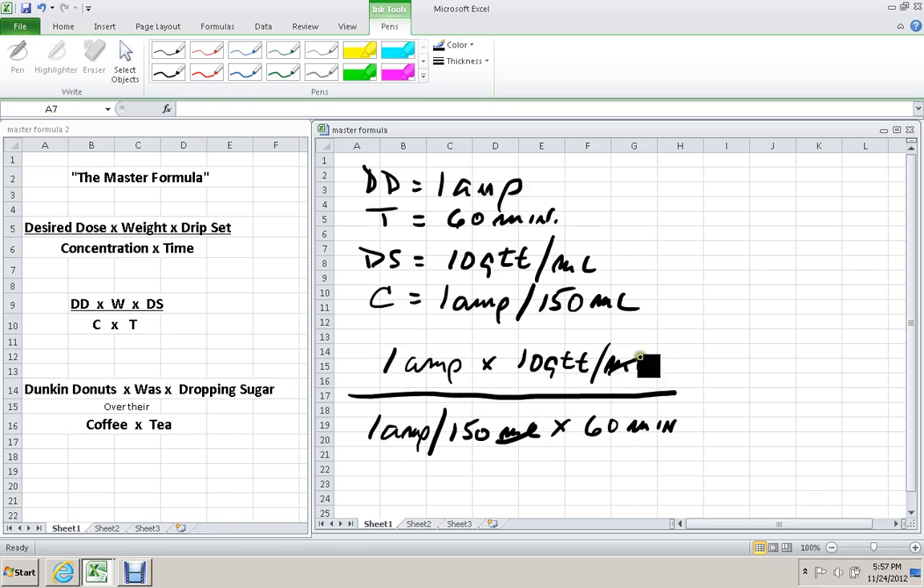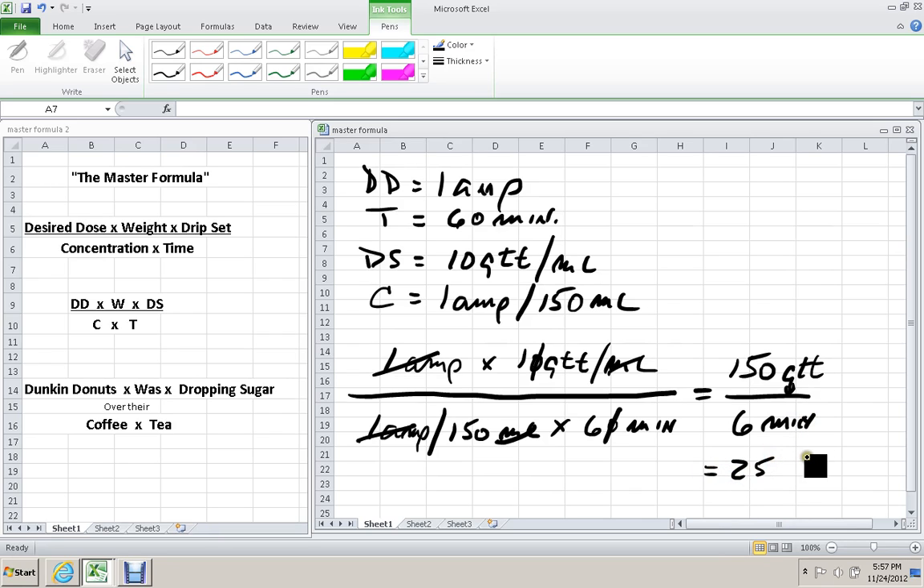All right, so the milliliters cross off, the 1 amp crosses off. Let's see, we can take out a 10 here. So when I do the division, when you have this double division, that actually works out to 150 drips over 6 minutes. And that works out to 25 drips per minute.